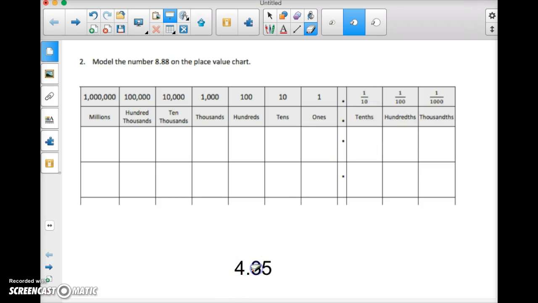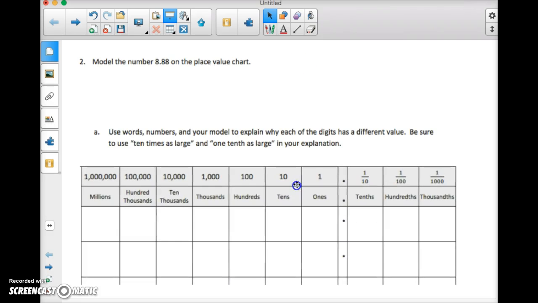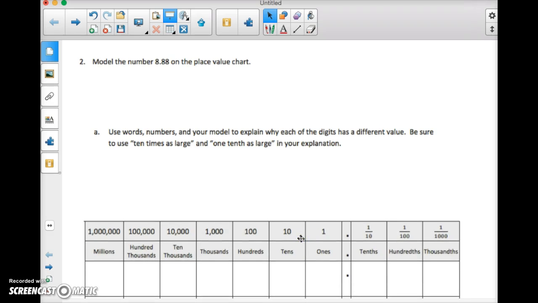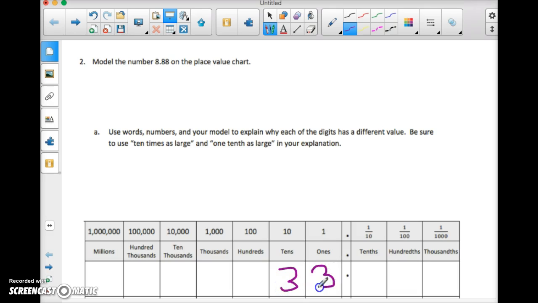All right, so now let's take a look at what you need to do after you get it on the place value chart. Okay, it says use words, numbers, and your model to explain why each of the digits has a different value. Be sure to use 10 times as large and 1/10 as large in your explanation. Again, I'm not going to show you the answer to the problem, but I will show you one like it. So let's say I have the number 33 on here.